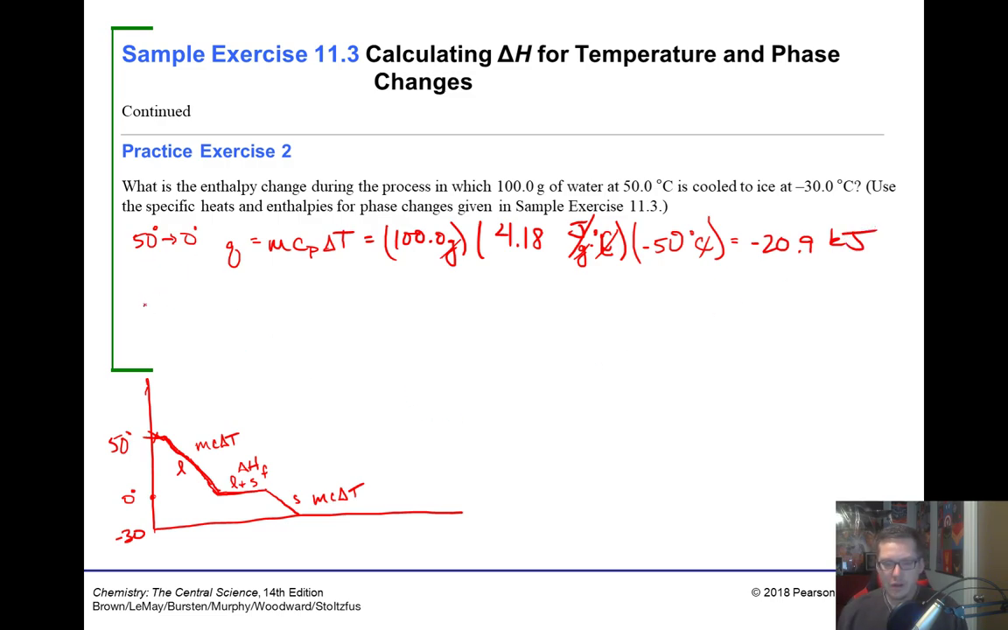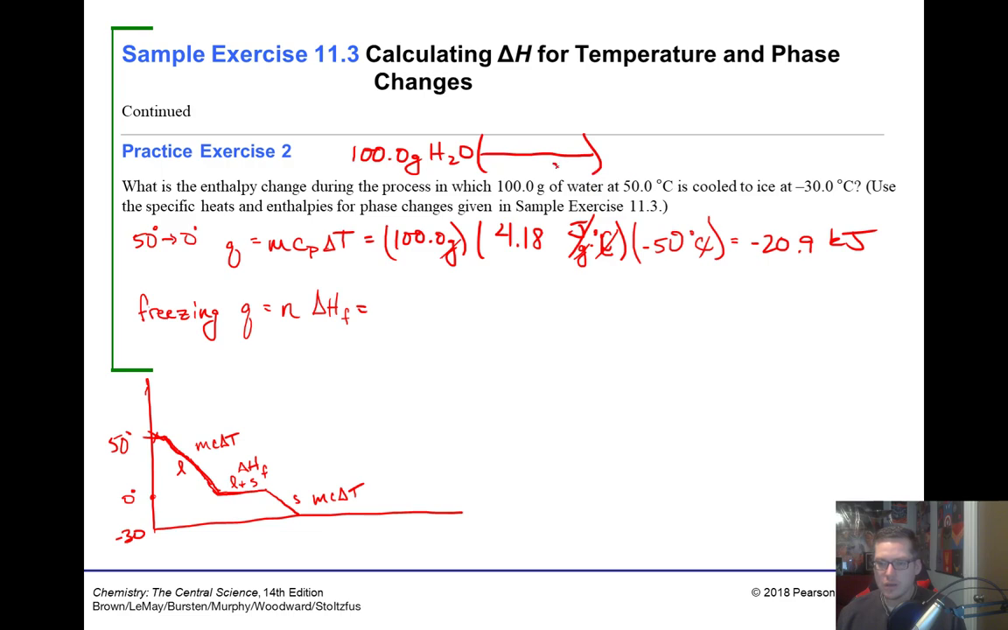Now we're doing our phase change. So this would be freezing. From freezing, we're going to use the delta H of fusion, right? Our Q is going to be equal to, remember, the number of moles times the delta H of, in this case, fusion, because we're freezing. Well, that presents a problem, because we need the moles. So we've got to convert our grams of water to moles. We've got 100.0 grams of water, and we've got to convert that to moles.